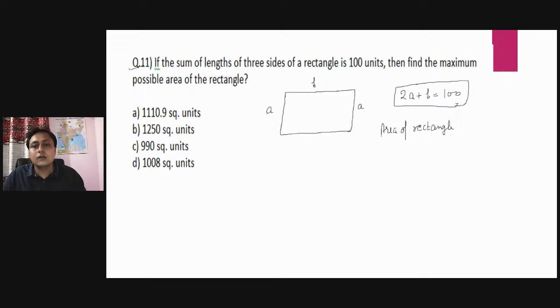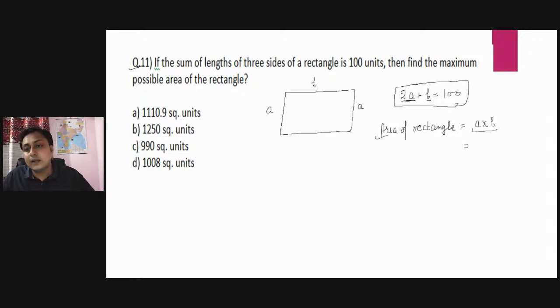Area of rectangle is what? Length into breadth, right? Means A into B. So guys, here the sum of 2A and B is constant, that is 100. And the area of rectangle, you have to maximize this area, right? So, the area of rectangle equals A into B.